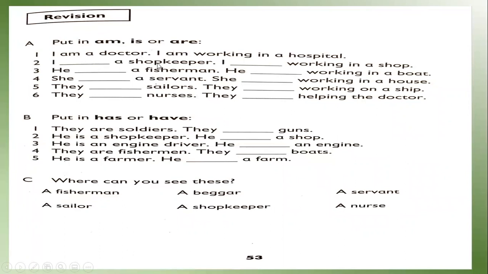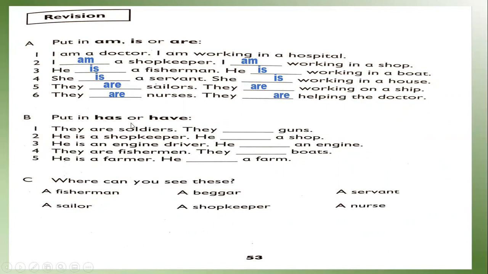Let's see, I am a doctor. I am working in a hospital. What will come here? I am a shopkeeper. I am working in a shop. It's a very easy exercise for revision, so just do it quickly. He is a fisherman. He is working in a boat. She, what do you use with she? Yes, is. She is a servant. She is working in a house. With they, what word do you use with they? Are, because it's plural, more than one. So when there is more than one noun, we use are. They are nurses. They are helping the doctor.